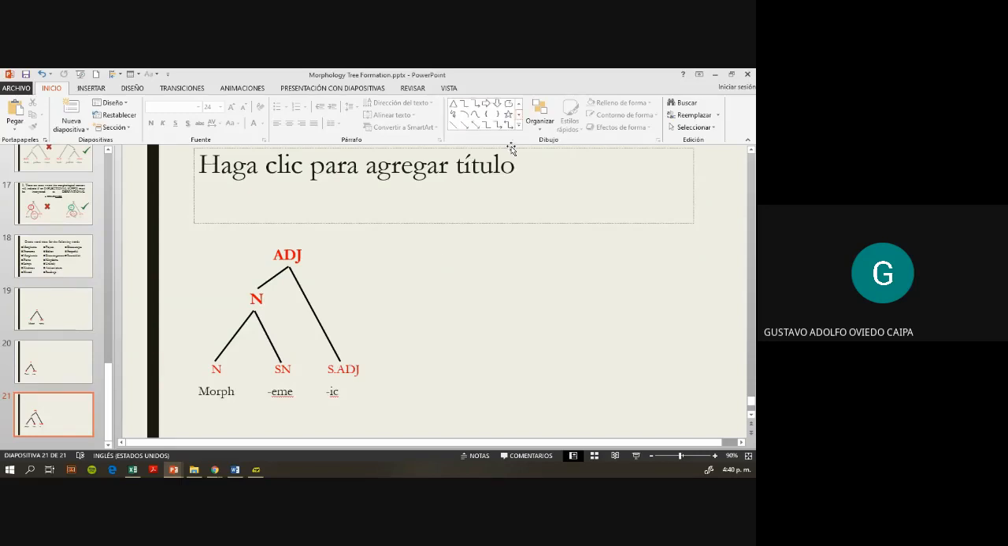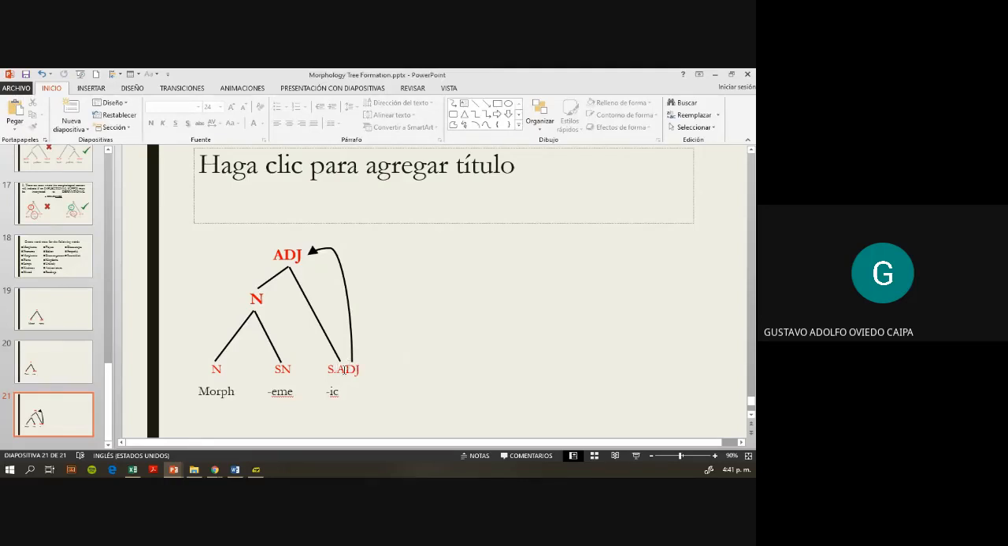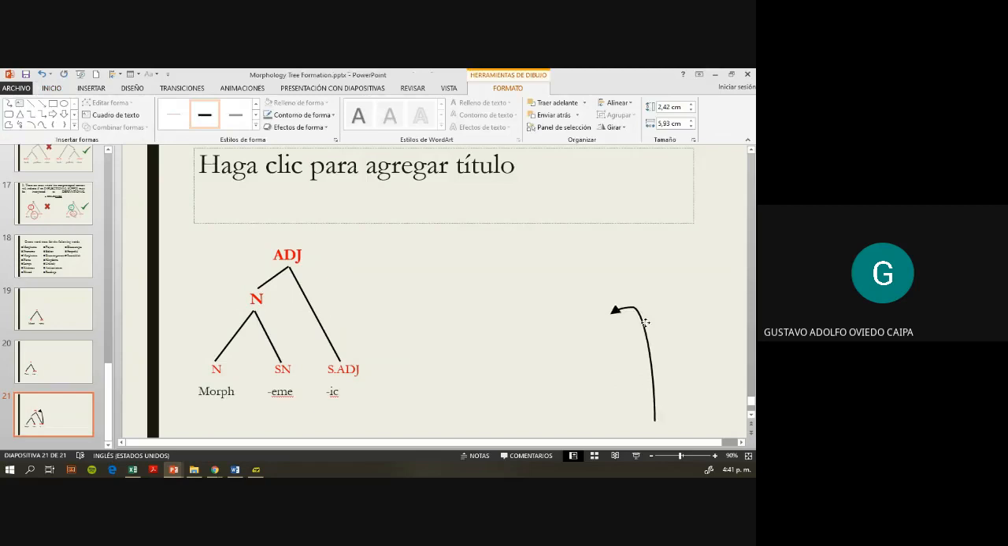So, as you can see, the element on the right is the one that determines the category. If the element on the right here is a noun, this is going to be a noun. If the element on the right is an adjective, normally the word should be an adjective too. So this should be the tree for morphemic. It should look like this. This is how your tree is supposed to look.